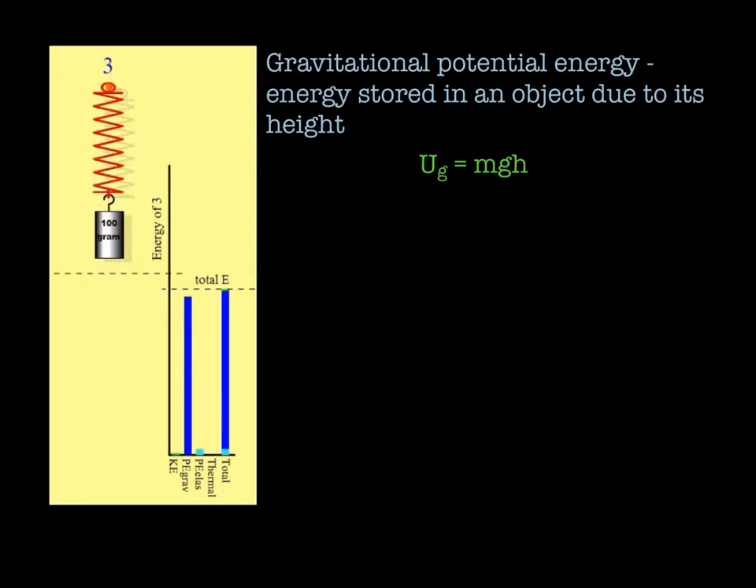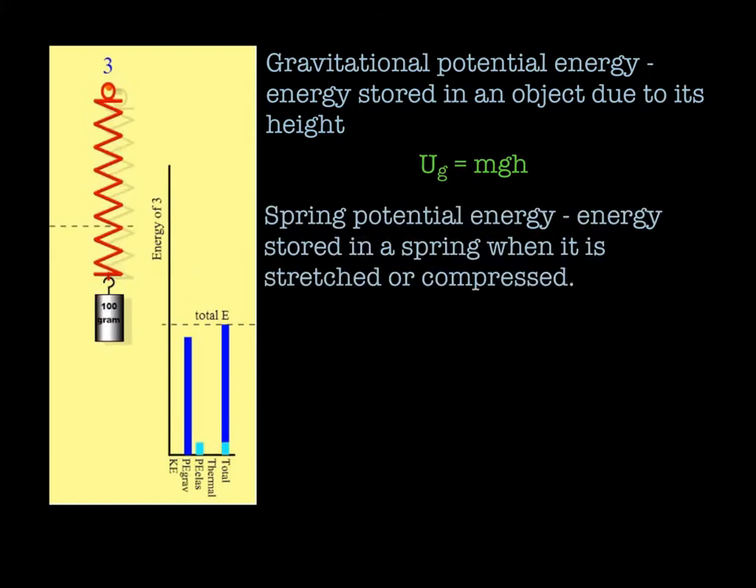And before we go any farther with the simulation, we also need to discuss the potential energy in a spring. Whenever I stretch a spring or compress a spring, I am storing energy in that spring. So it has potential energy because it is stretched or compressed, and we call that spring potential energy. The spring potential energy is the energy stored in a spring when it is stretched or compressed. And it, of course, has an equation that goes along with it too. That equation is U sub s, the stored spring potential energy, equals 1/2 k x squared.